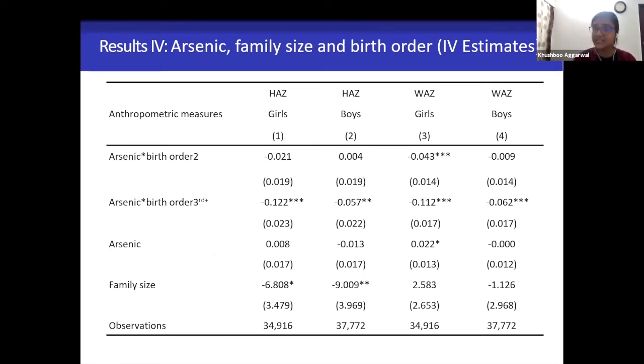Now, after accounting for family size as well as birth order, here we have run the regression separately for girls and boys. So what do we find here in column 1? We see that the increase in presence of arsenic would lead to a decrease in height for age for the girls who belong to the third birth order. And a similar effect is found when we look at weight for age, that's column 3. But when we compare these results for boys, we can see that the effect is actually 3 times higher for girls as compared to boys. This seems to be a consistent pattern for height for age as well as weight for age.